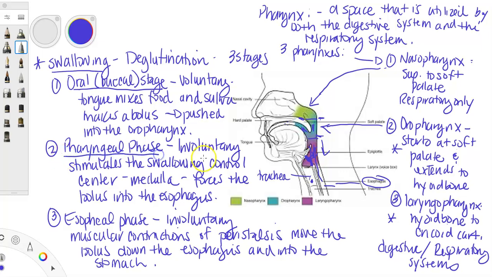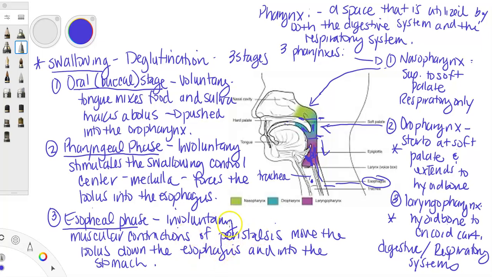The pharyngeal phase is involuntary, and the swallowing control center of the medulla takes over and forces the food, the bolus, into the esophagus. And then the esophageal phase is where the peristalsis, again, this is involuntary, so the smooth muscle of the esophagus through peristaltic contractions move the bolus down the esophagus. So food will go down the esophagus no matter what. Even if you're standing on your head eating, it will still move down the esophagus to your stomach.